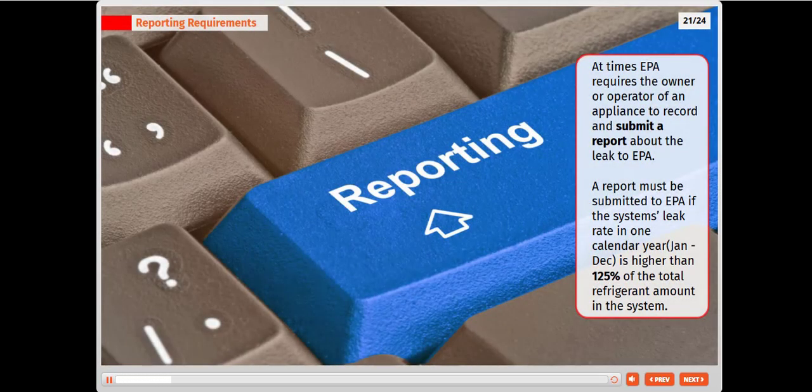At times, EPA requires the owner or operator of an appliance to record and submit a report about the leak to EPA. A report must be submitted to EPA if the system's leak rate in one calendar year, January to December, is higher than 125% of the total refrigerant amount in the system.